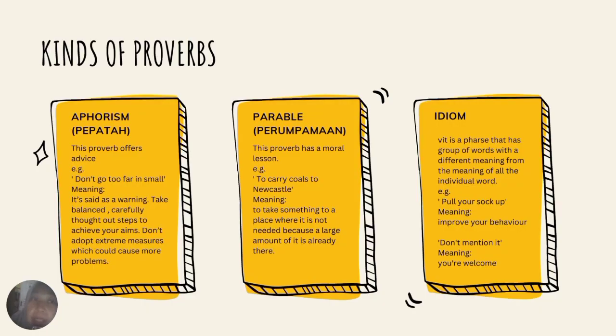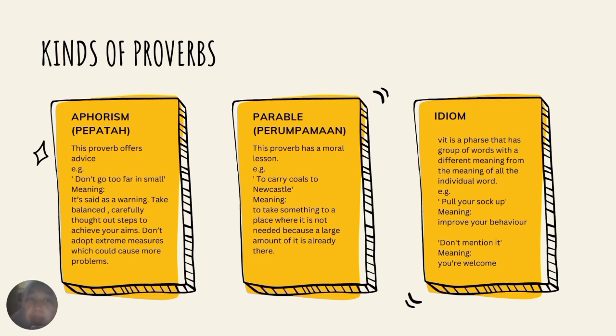Okay, the third part is kinds of proverbs. There are three main kinds of proverbs. The first is called aphorism, or pepatah in Indonesian. These proverbs offer advice. Example: don't go too far in small. This proverb is said as a warning. Take balanced, carefully thought out steps to achieve your aims. Don't adopt extreme measures which could cause more problems.